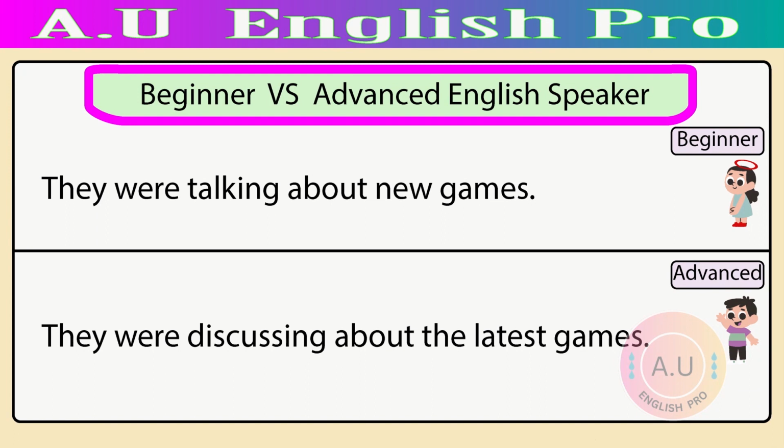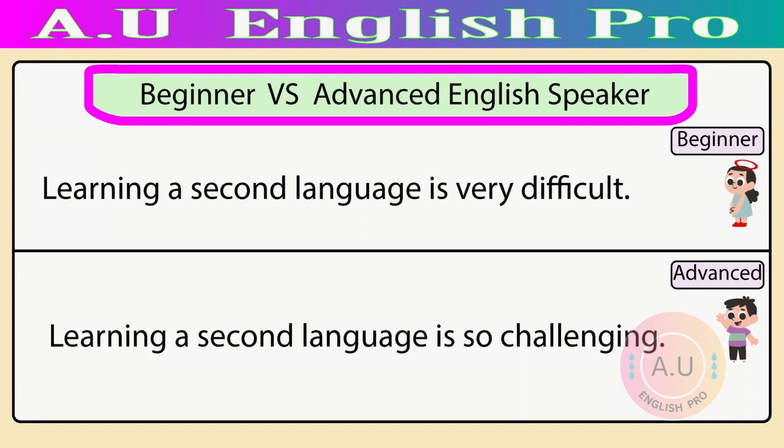Friends, our next sentence is, they were talking about new games. So if you want to sound like a native speaker, you also can say, they were discussing about the latest games. Friends, our next sentence is, learning a second language is very difficult. So if you want to speak like a native speaker, you also can say, learning a second language is so challenging.